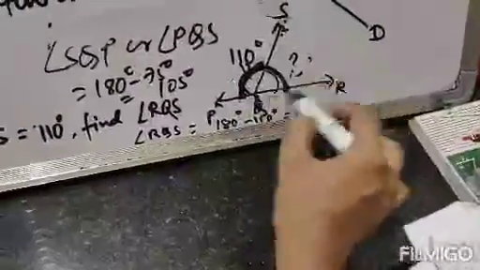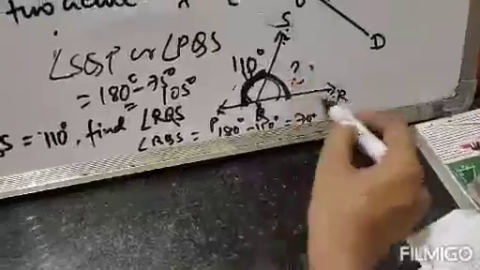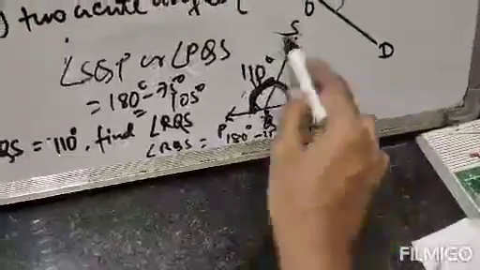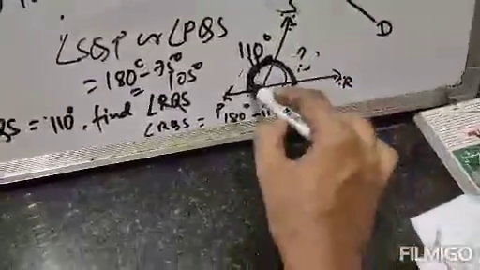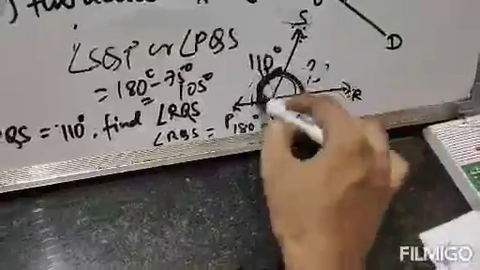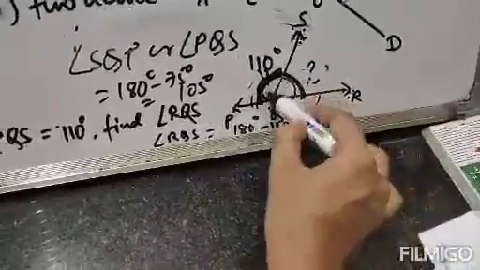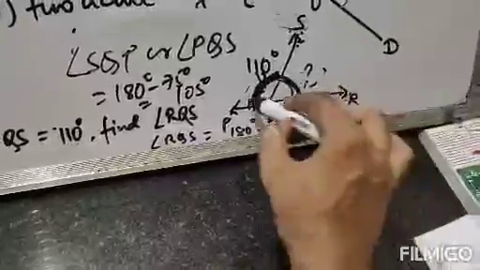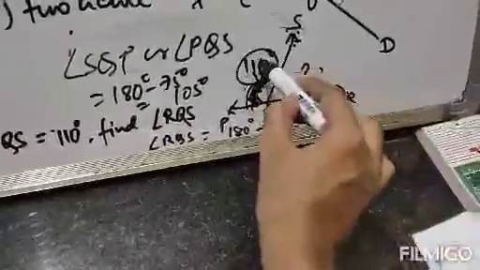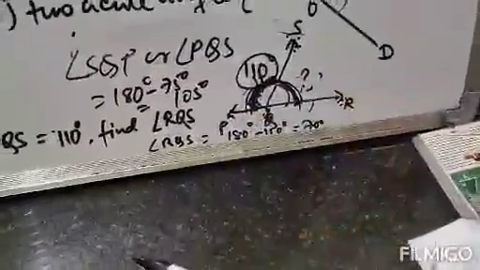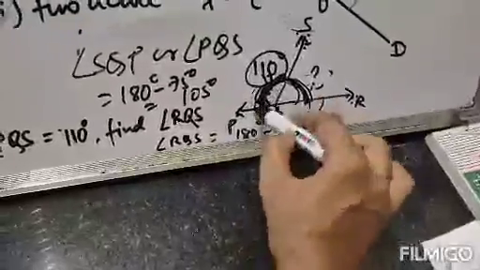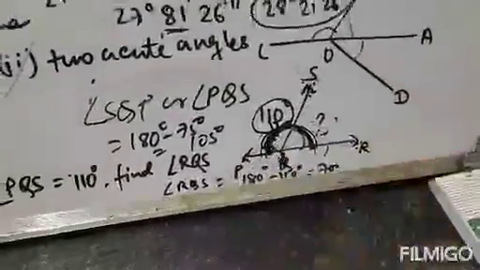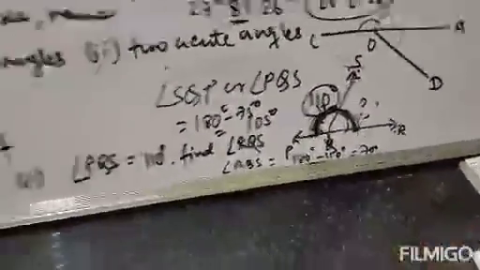RQS or SQR, both are the same. If this total angle is a straight angle, that is 180 degree, and we have got this angle 110 degree, then we have to subtract 110 degree from this total portion, 180 degree. That means the answer will be 70 degree. Clear? So this question is also complete.